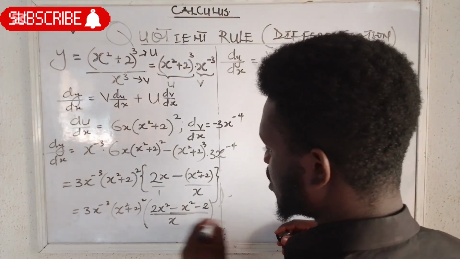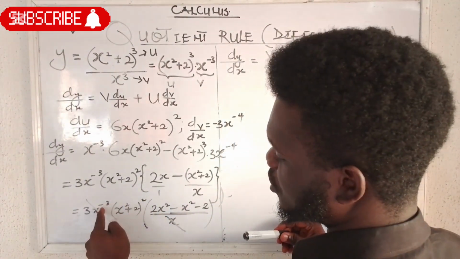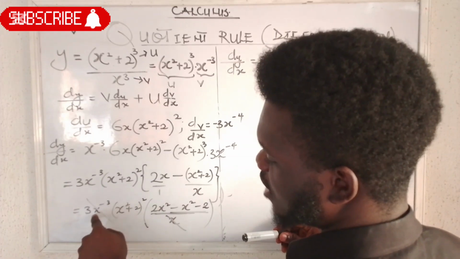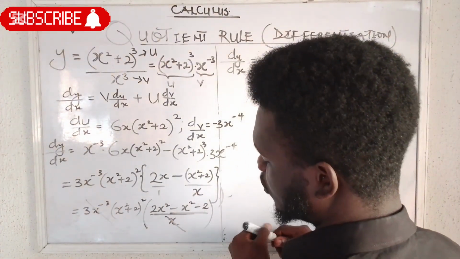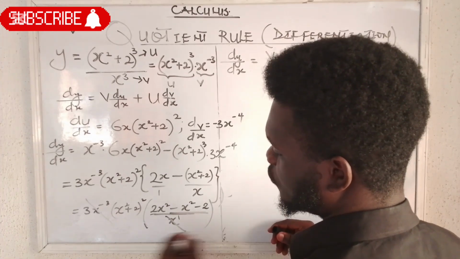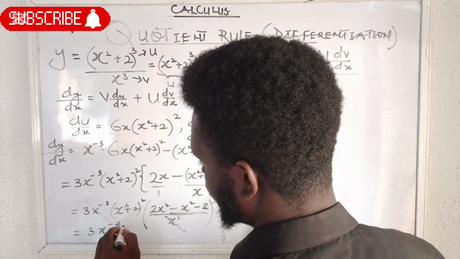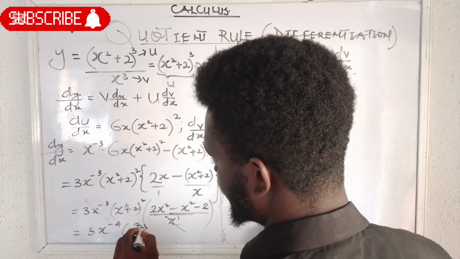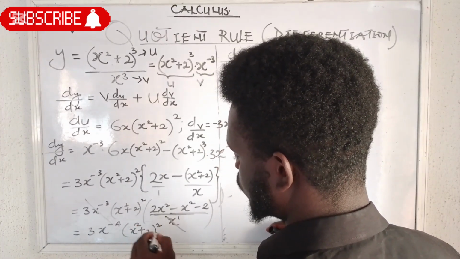So what do we do here? This x removes 1 from this. And don't forget, this is minus 3. So the law of indices, x to the negative 3 divided by x. So you have minus 3 minus 1 because this is to the power of 1. So what do we have finally? You have 3x to the negative 4, then you have x squared plus 2, x squared plus 2 all squared.